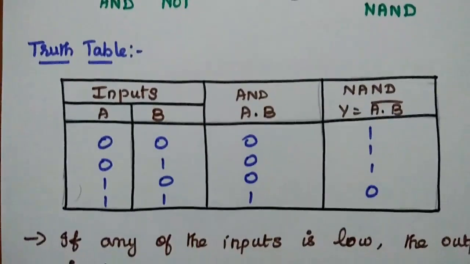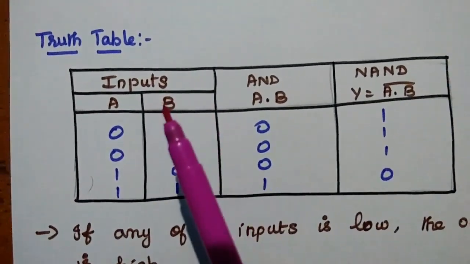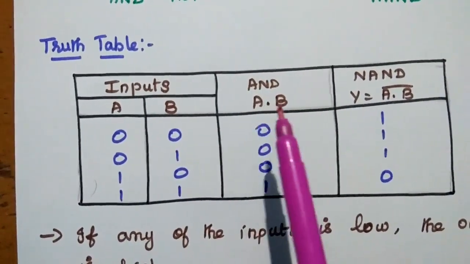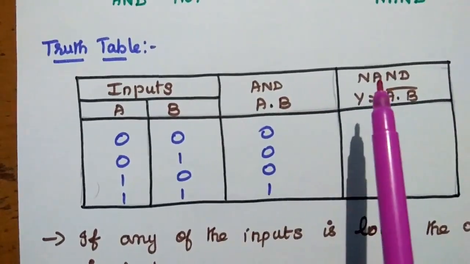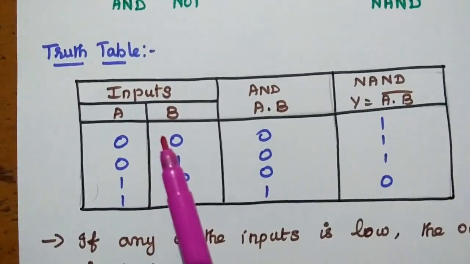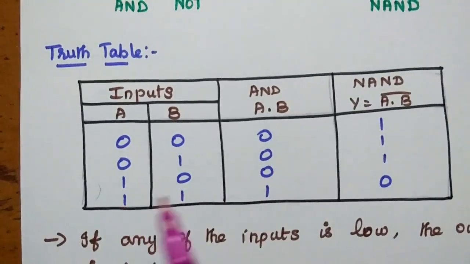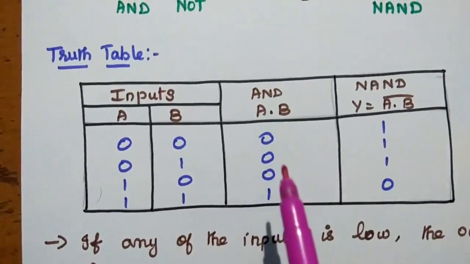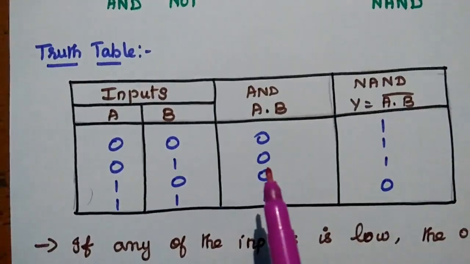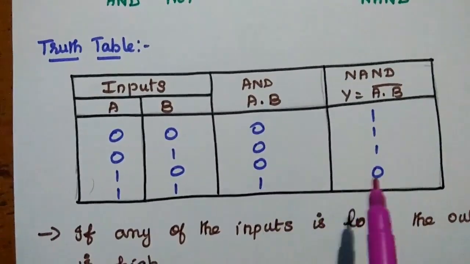Okay. So the truth table for this NAND gate is given here. Inputs A and B. The AND operation represents the product, that is multiplication. NAND represents the complement of this AND gate. So 0 into 0 is equal to 0, 0 into 1 is equal to 0, 1 into 0 is equal to 0, 1 into 1 is equal to 1. This is for the AND gate. For this NAND gate, we have to take the complement of this. So 0 becomes 1, 0 becomes 1, 0 becomes 1, 1 becomes 0.